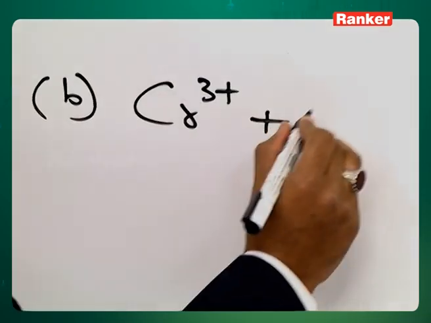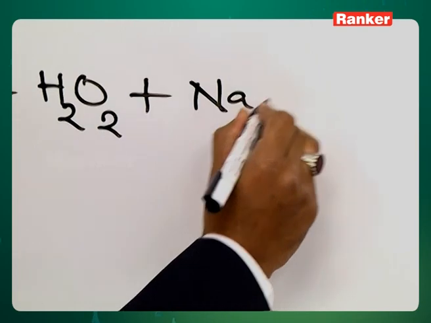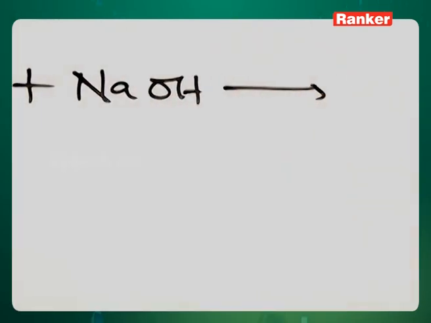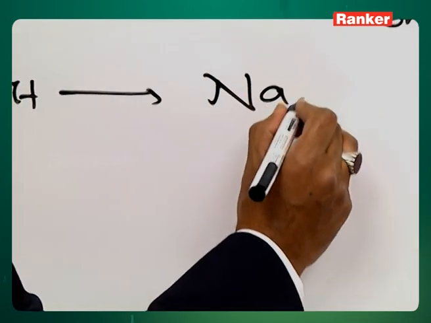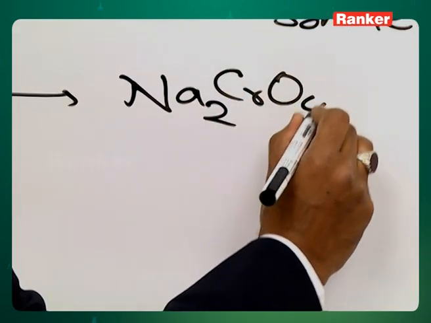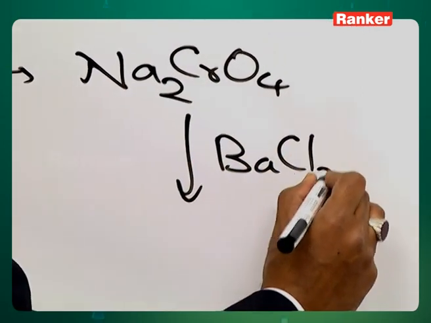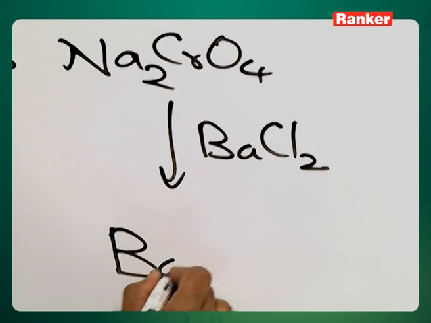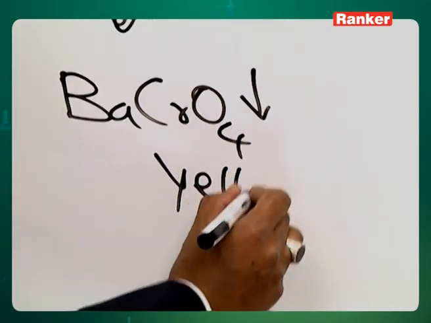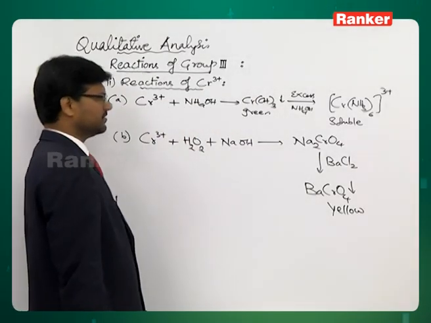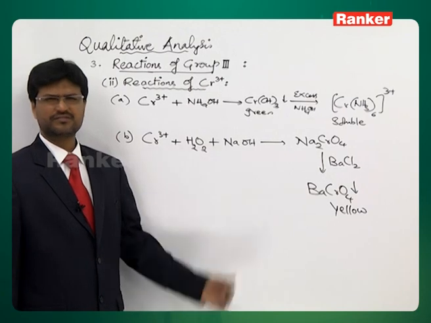Cr3+ when treated with alkaline hydrogen peroxide gets oxidized to Cr6+. So you get Na2CrO4. This is a yellow colored solution. To this we add BaCl2, barium chloride. Then you get a yellow precipitate of barium chromate. So these are two important tests for chromium. So this becomes a confirmation test for chromium.